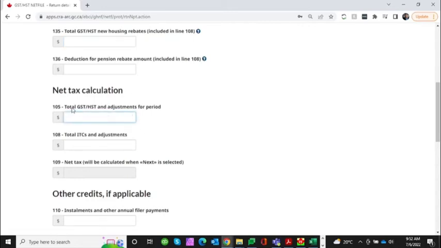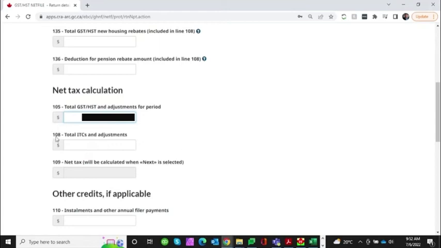So over here, in the line 105, which says total GST, HST and adjustments for the period, this is the amount of HST or GST that you collected off of your customers or clients. So you're going to put that amount here, and we also call this amount output tax, as I explained earlier. Okay, so this is output.